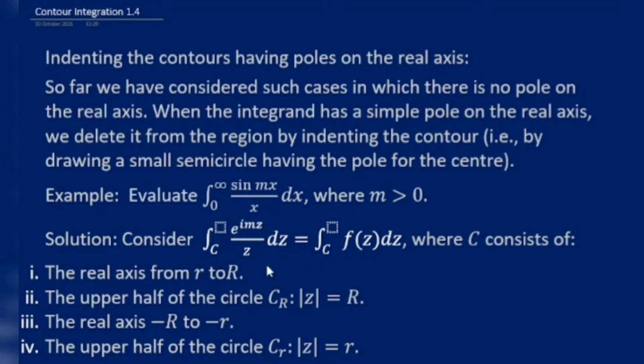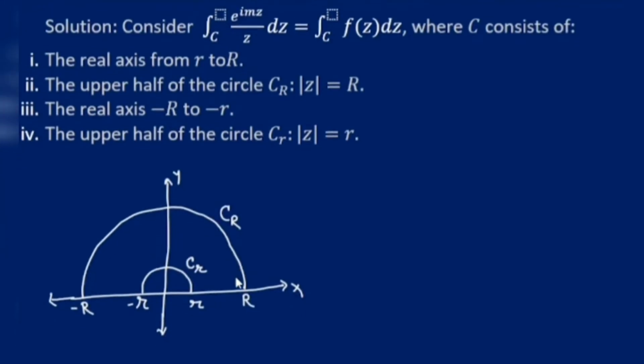So it is very clear that this integrand has a simple pole at z equal to 0, that means at the origin, which lies on the real axis. So what we do, we just draw a small semicircle having center at the origin and remove this pole from this contour C, where contour C consists of the real axis from small r to capital R. So we see the figure to make it more clear.